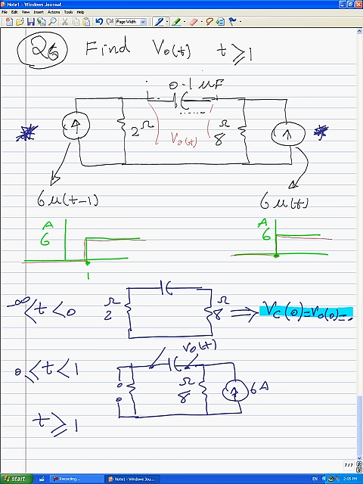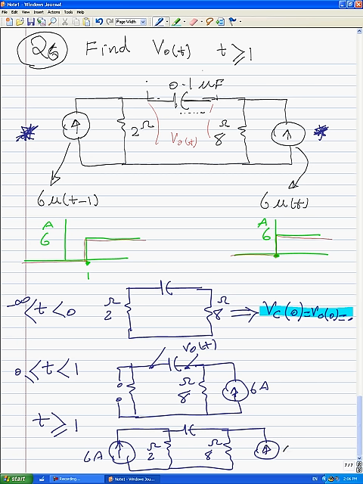Okay, for t greater than 1, we should consider the two sources together like this. We have 6 amps here and 2 ohms here, and this capacitor and 8 ohms here, and also we have this source, 6 amps here. Again, we want to find the output voltage here. Okay, for the first part, we found the output voltage or capacitor voltage at time 0 is equal to 0. This is an important result for part 1.